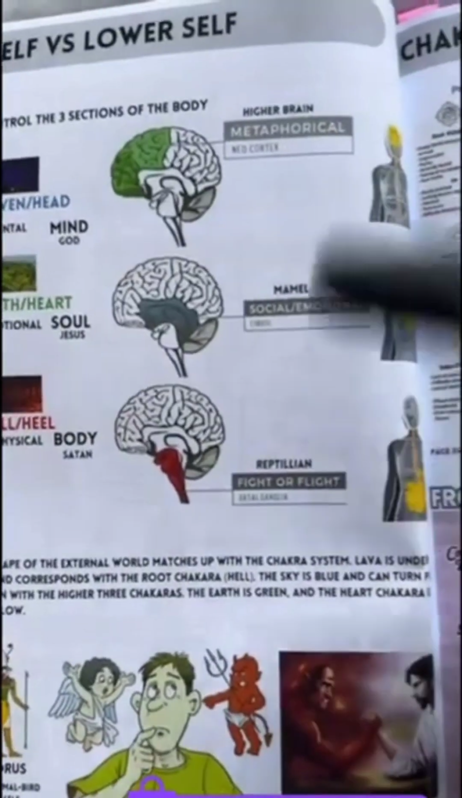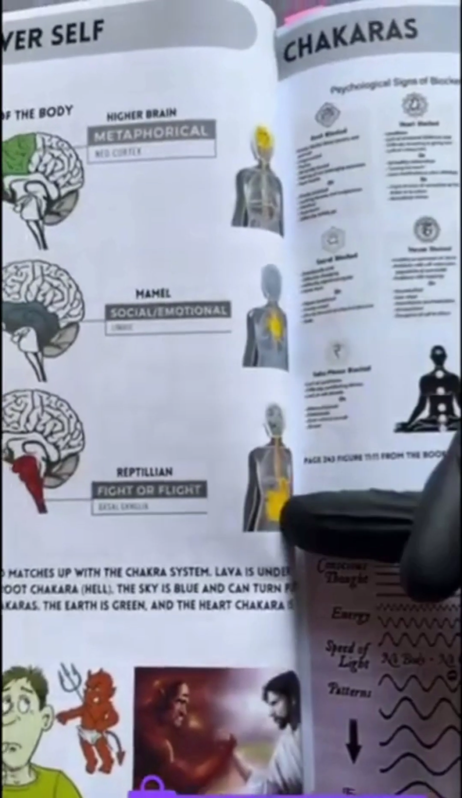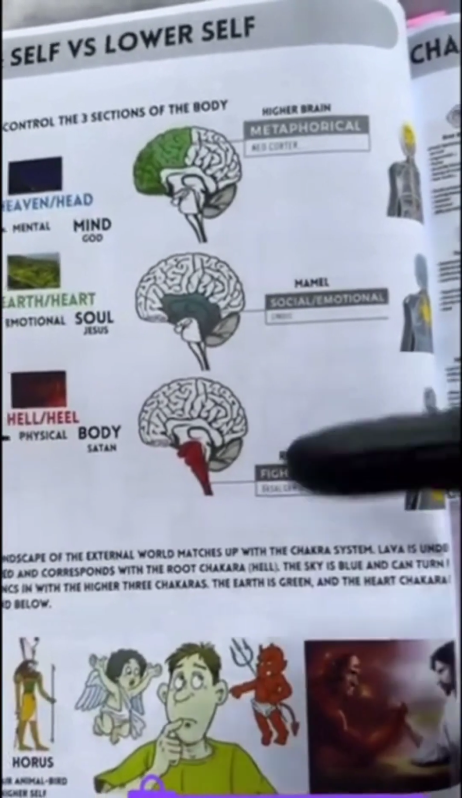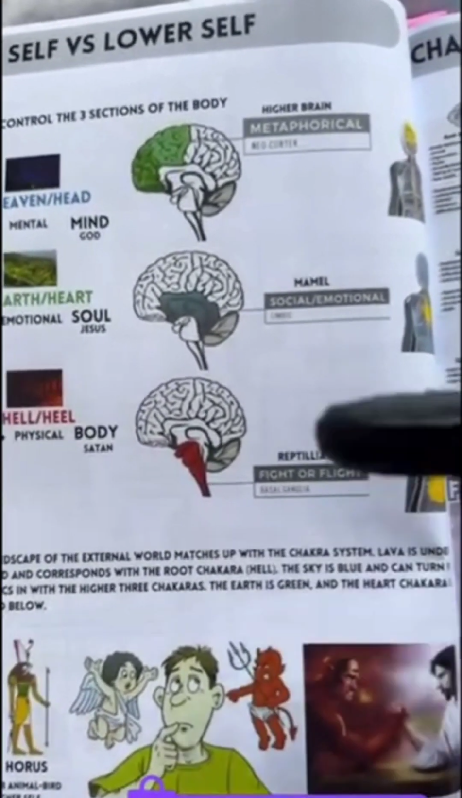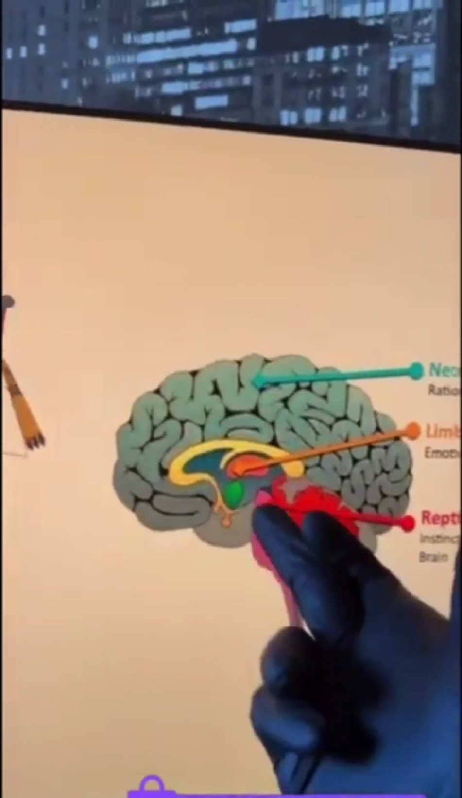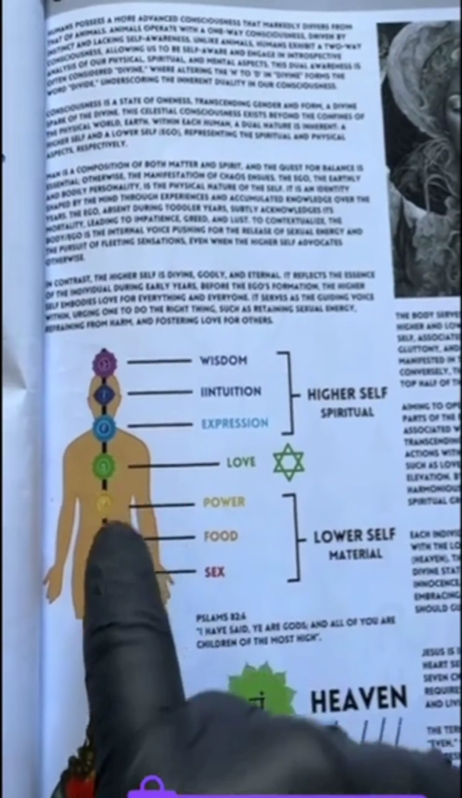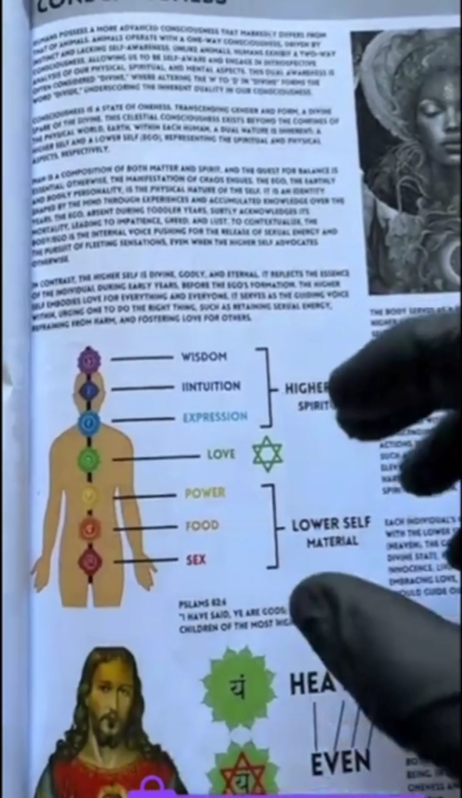The 3 parts of the brain correspond with the 3 parts of the body. If you're operating your life out of your gut, you're in hell, which is the reptilian animal state. Osiris represents the reptilian brain. This is why he's green. Top half of the body is the higher self. The lower half of the body is the lower self. If you're operating your life out of these lower 3 centers, this is hell.